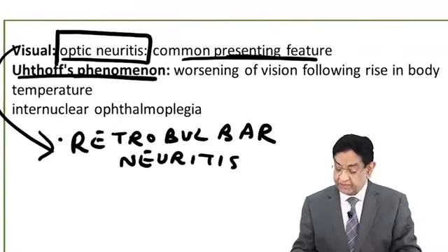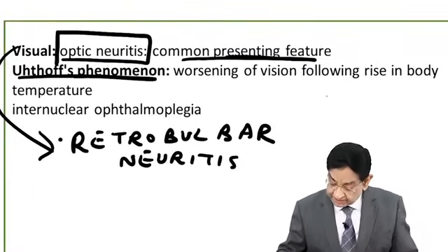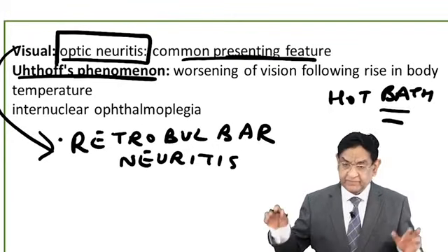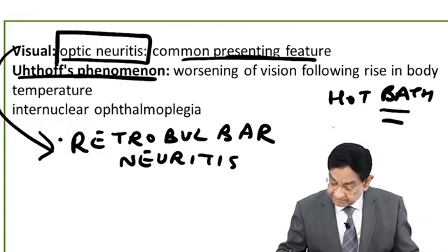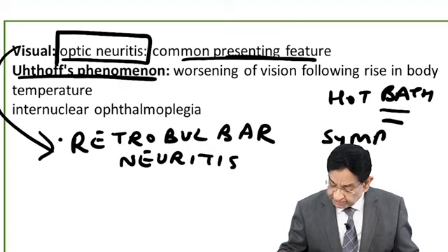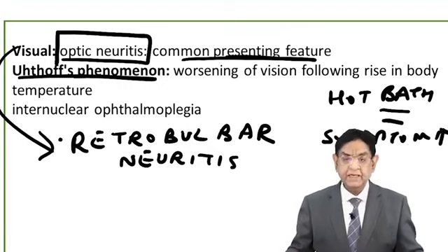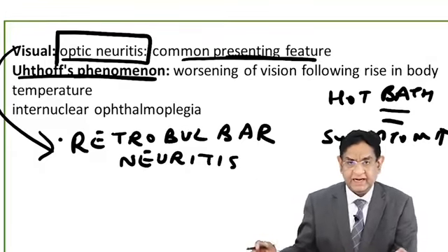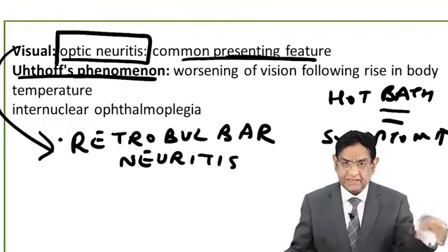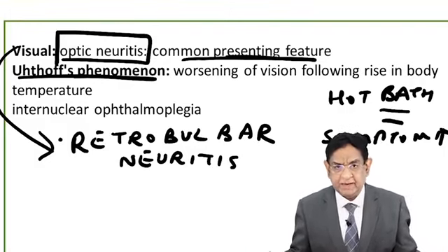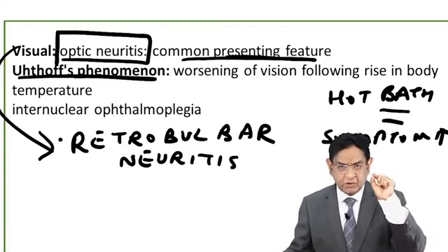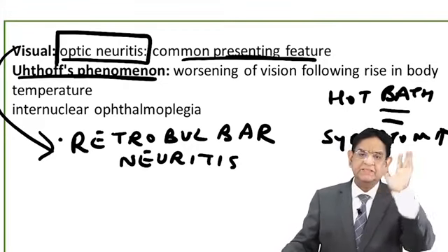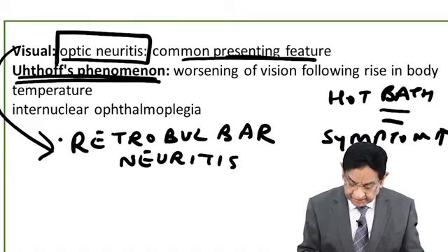Classically, whenever patients take a hot bath, whatever the patient's complaint is, the symptom increases after a hot bath. Like our patient has come with paresthesias, numbness in one hand and the other leg. She will go for a bath, and when she comes back after a hot bath, she will say, doctor, my problem increases. The golden line to remember: if the problem increases after a hot bath, this is multiple sclerosis, and this is known as Uthoff phenomena.